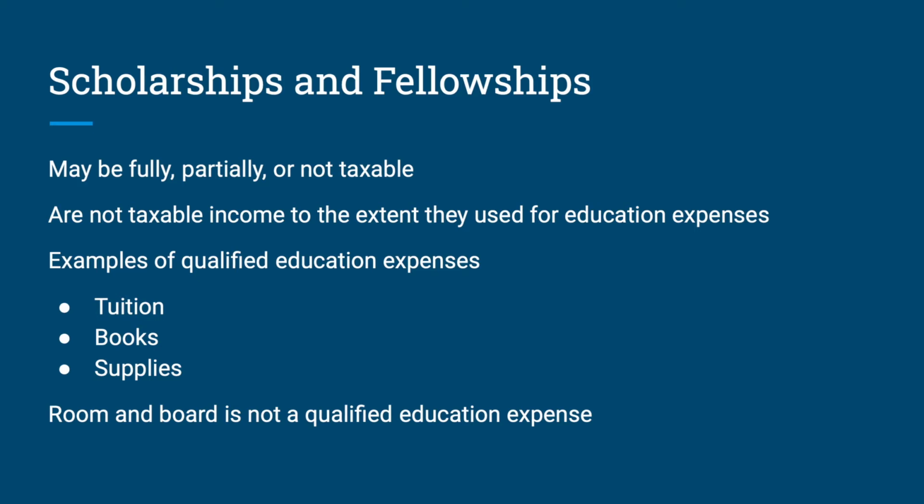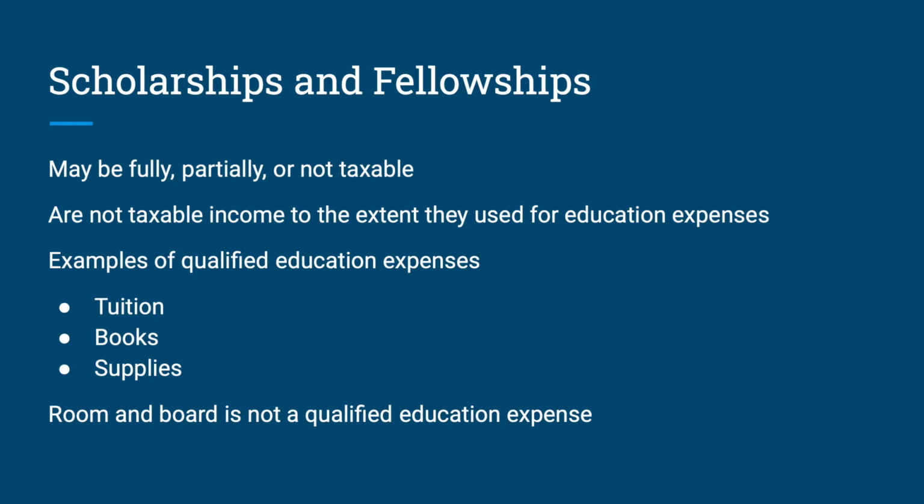And this is the rule that you need to remember when you're thinking about the amount that's taxable: scholarships are not taxable income to the extent that they are used for qualified education expenses. And so some examples of qualified education expenses are tuition, books, and supplies. But an important note here is that room and board is not considered to be a qualified education expense.